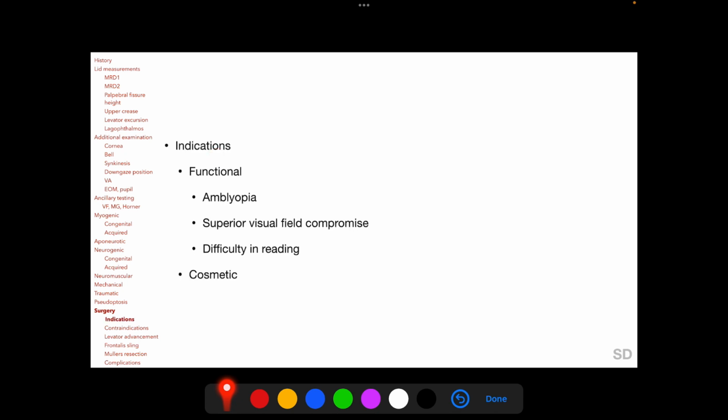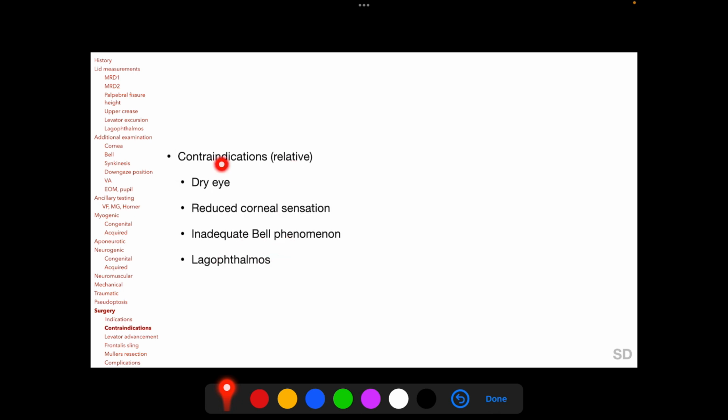Indications for ptosis correction can be functional or cosmetic, and functional indications for ptosis correction include amblyopia, compromise of the superior visual field, or difficulty in reading. Relative contraindications of ptosis surgery include dry eye, reduced corneal sensation, inadequate Bell phenomena, and lag ophthalmos, and these are also very important to remember.